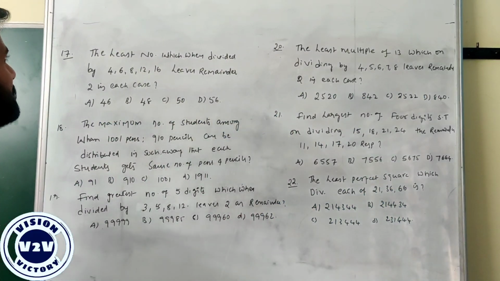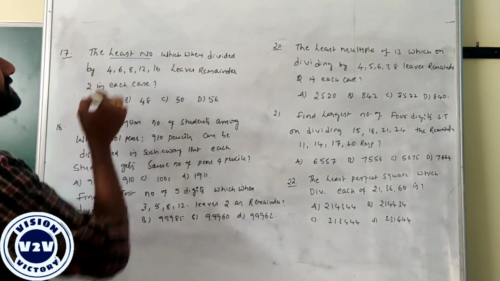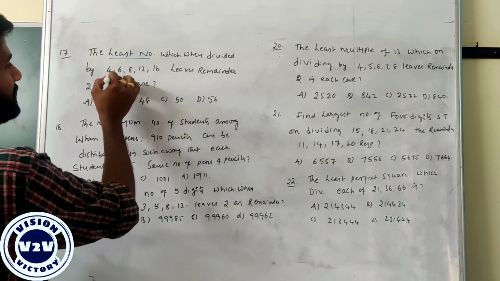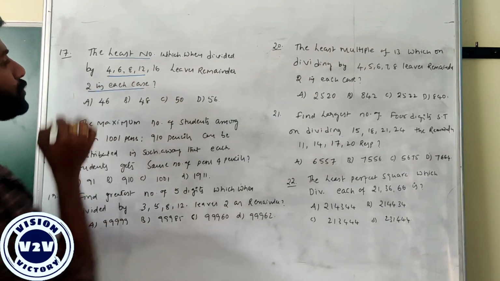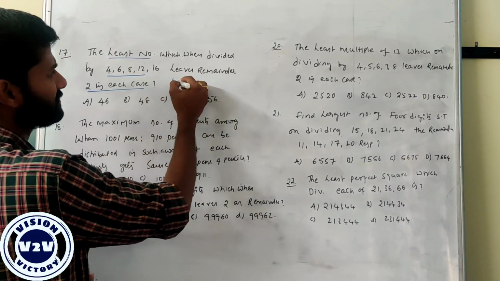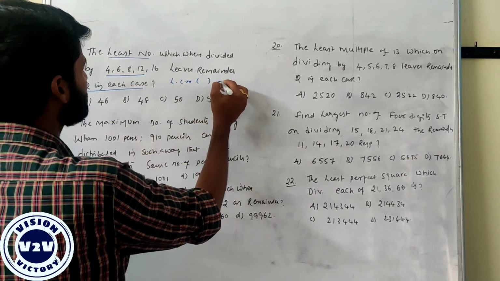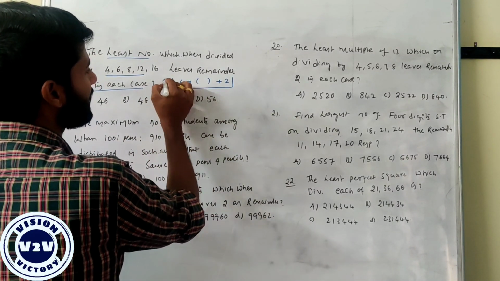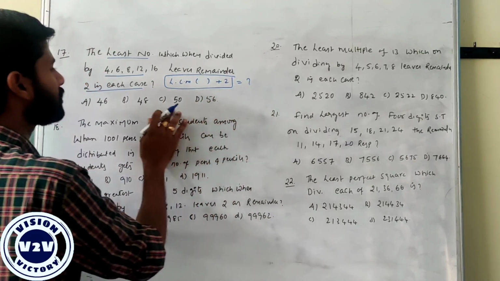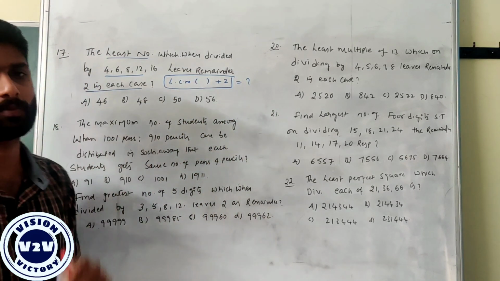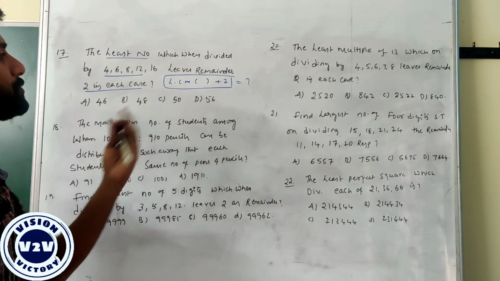See the next one, the least number. Least number means LCM, which when divided by all these numbers leaves remainder 2 in each case. So it is a direct one. Take the LCM of all these parameters and add the common remainder, then we get one of these options. So this is one procedure. Or otherwise you can go for option verification.